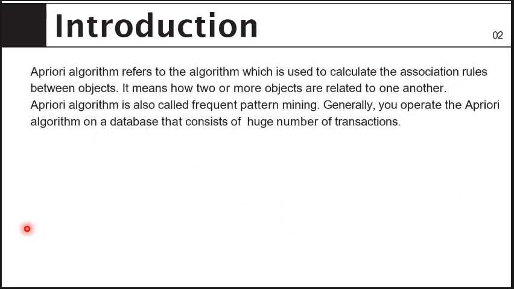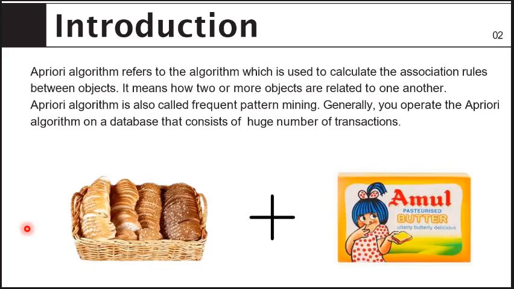Generally, you operate the Apriori algorithm on a database that consists of a huge number of transactions. Let's understand the algorithm with an example. Suppose you go to the market and buy different products. You will find bread and butter bundled together. It shows that the shopkeeper makes it comfortable for the customers to buy these products in the same place. It helps the customers to buy their products with ease and increases the sales.